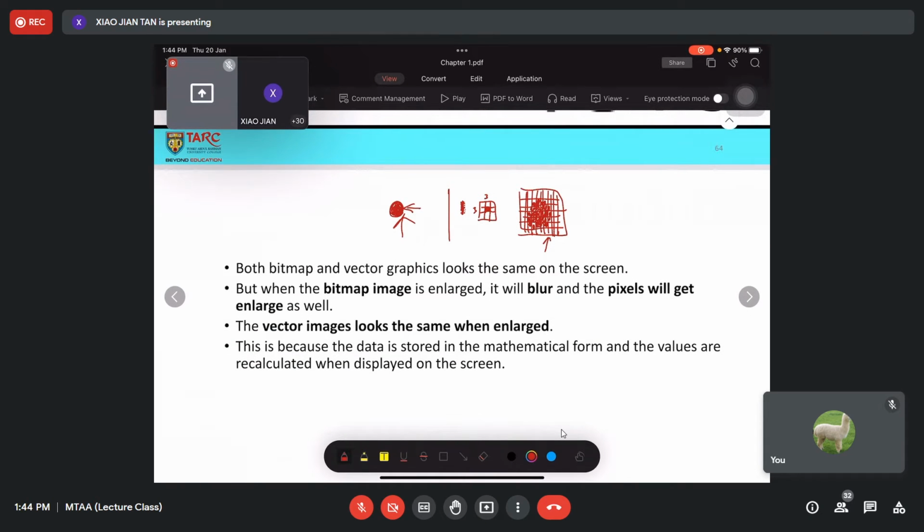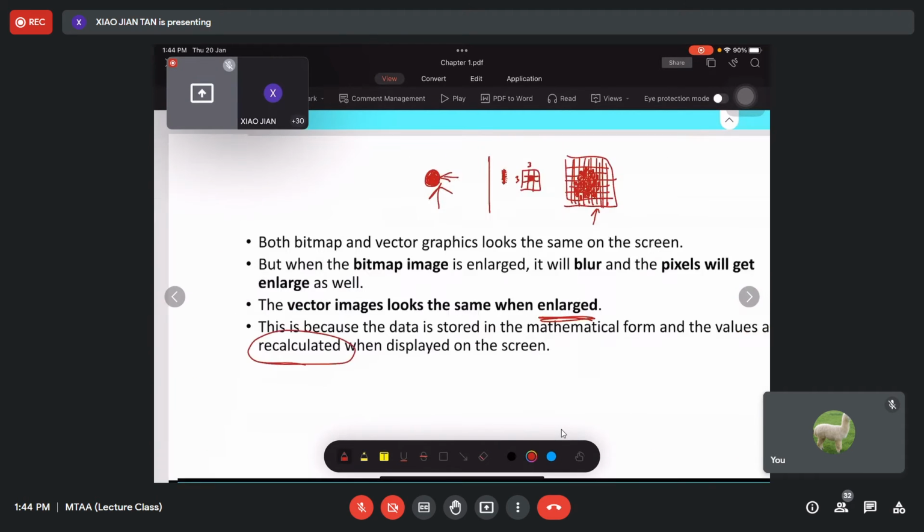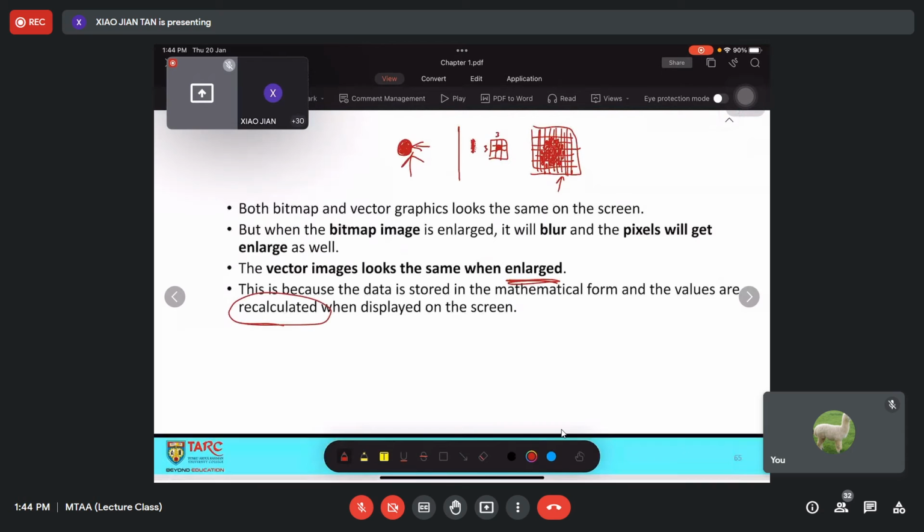The vector image looks the same when enlarged. This is because it is defined by mathematical equations. The data is stored in a mathematical form and the values are recalculated when displayed on the screen. So whenever you enlarge, the vector image will keep on recalculating using the current fit-in value. So it will display the same.